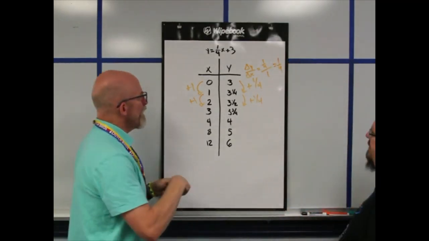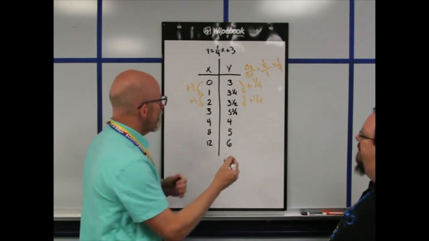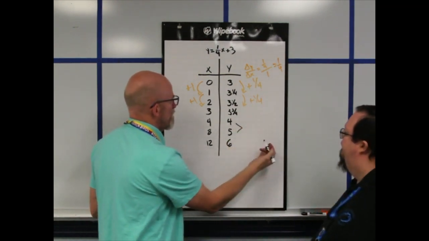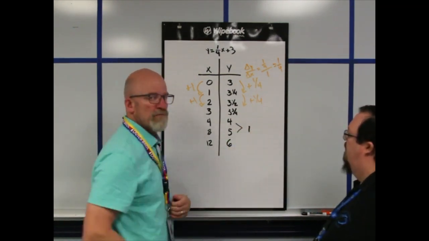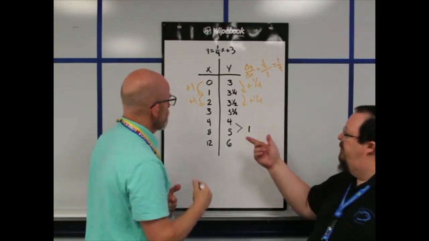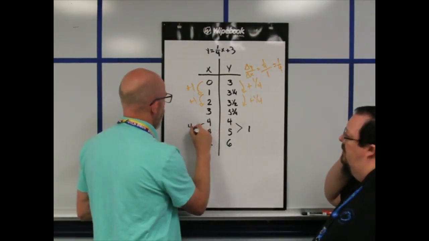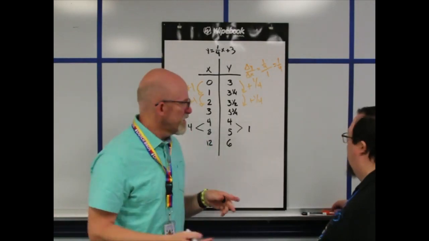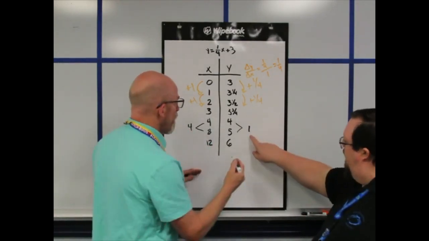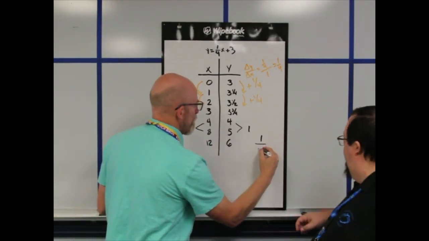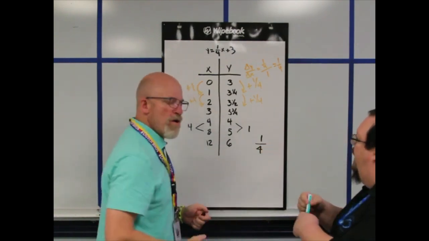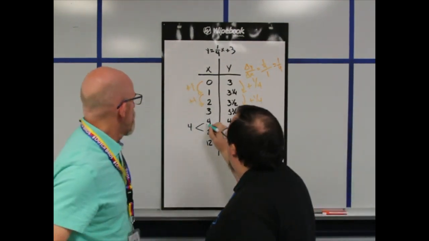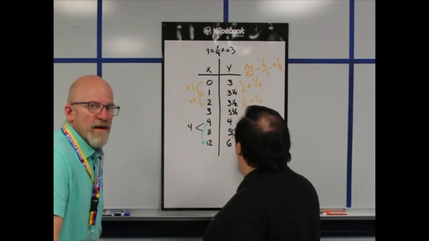But what if I went down here and I found that this change was 1? The change in y is 1. How much did the x's change? 4. So we got a different slope then, right? Oh no, because the change in y is the same. 1 over 4. Oh yeah, I can trick you though. What about from 4 to 12?